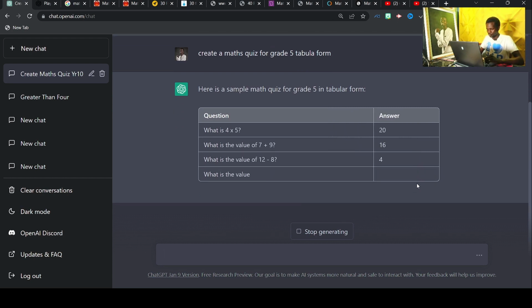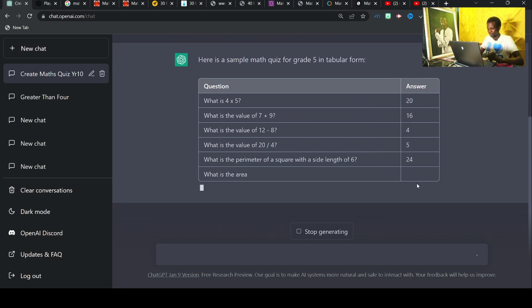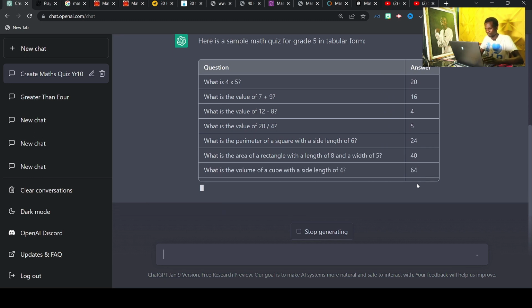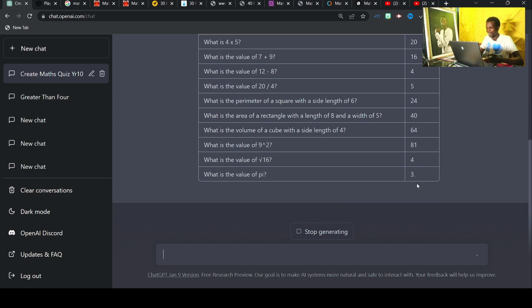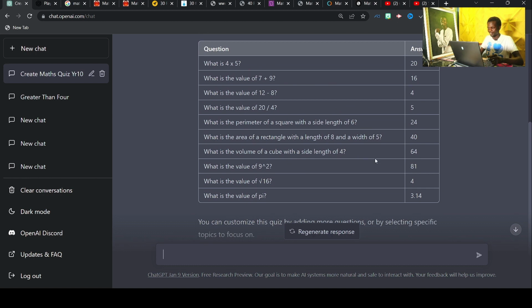Okay, so this will actually just enhance your work, make everything easy. What you need to do right now is to copy the questions and also the answer, add it to your quiz, and then with this you are done.